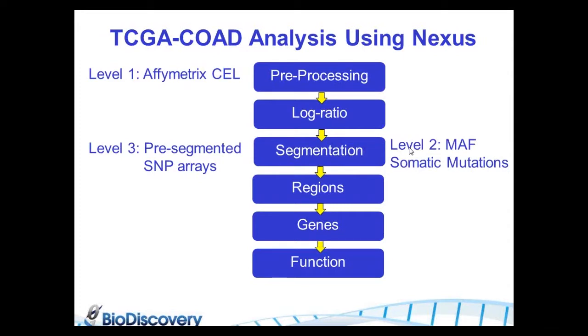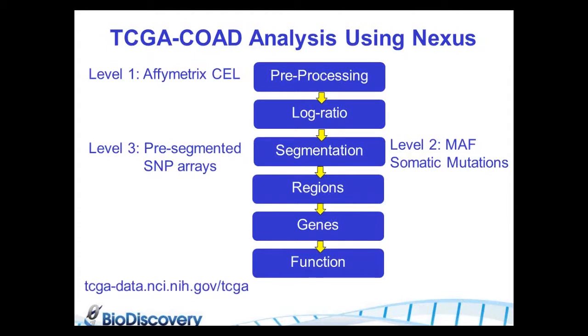I will also be presenting information with the level 2 MAF files. This is a somatic mutation file. And again, this is also publicly available to anybody who wants to download it. And these include all of the mutations, but only somatic mutations, no germline mutations.